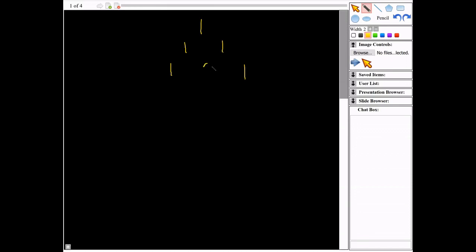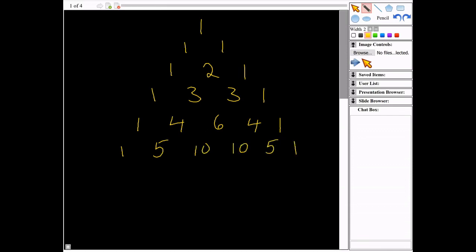So 1 plus 1 in this case would make 2. Then I start again with 1 and 1 on the end. 1 plus 2 here would make 3, and then 2 plus 1 would make 3 again. And then I would go 1, and then 1 plus 2 would make 4, 3 plus 3 would make 6, 3 plus 1 would make 4, and 1 on the end. Next line 1, and then 5, and then 10, and then 10, and then 5, and then 1, and so on. Now those numbers there would match up to the coefficients when you did the expansion.